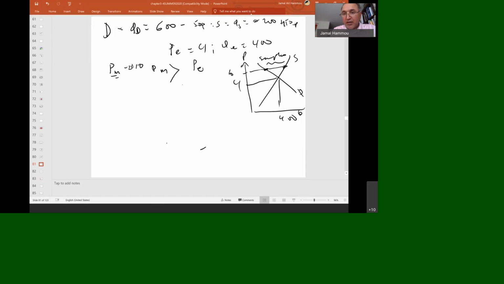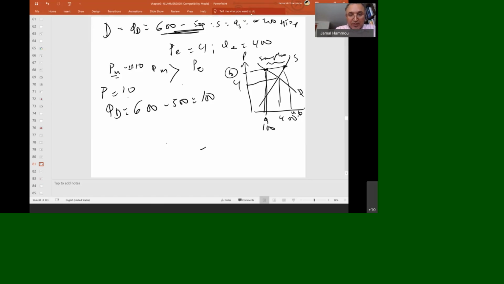To figure this out, I have to find the quantity demanded here and the quantity supplied here at the price of 10. At the price equals 10, I can calculate the quantity demanded. I just take the price and plug it into the equation. So at the price equals 10, the quantity demanded will be 600 minus 50 times 10, which is 500. That will be 100. So at the price of 10, the quantity demanded is 100.